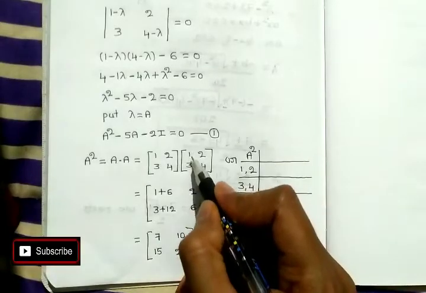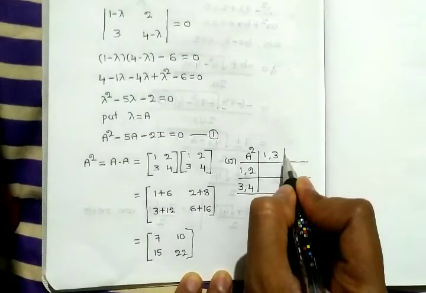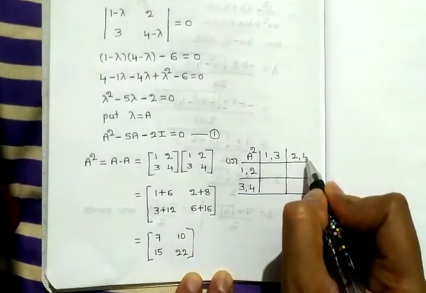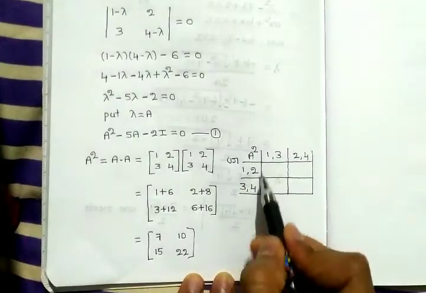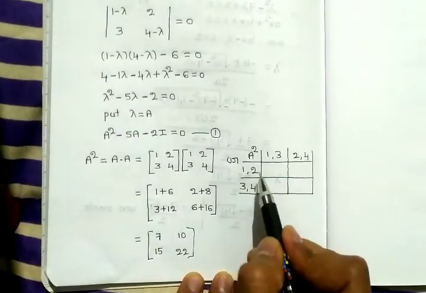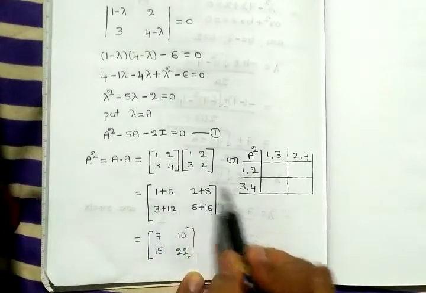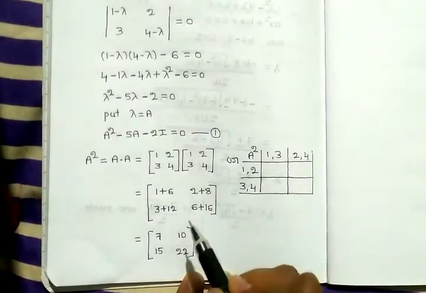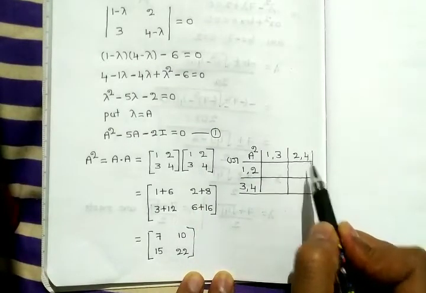Next, in this part, the second matrix columns you should write. What is the first column here? 1, 3, put one line. Second column is 2, 4, put one line. So in this part, whichever matrix is first, that matrix only rows you need to note down. First row is 1, 2, second row is 3, 4. In this part, second matrix only columns you have to write. First column 1, 3, second column 2, 4.